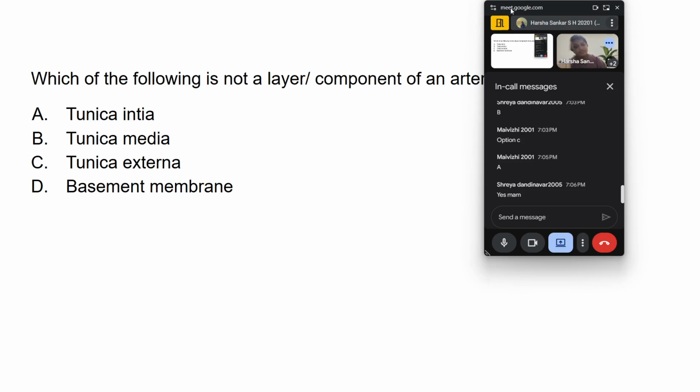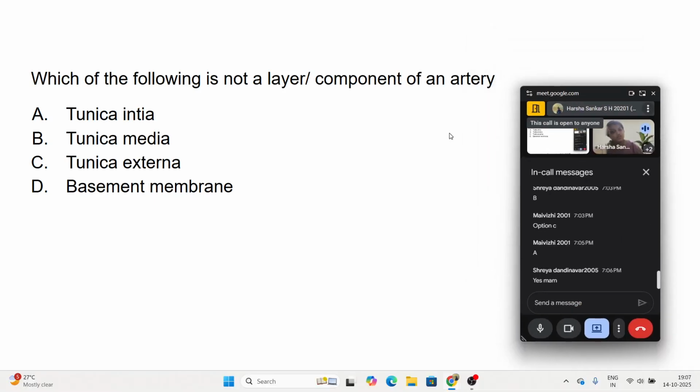Next question. Which of the following is not a layer or component of an artery? We told you the artery has a very thick wall. The artery has three layers, and some additional layers in between. So which of the following options is not a component or layer of an artery? Option A, tunica intima. Option B, tunica media. Option C, tunica externa. Option D, basement membrane.